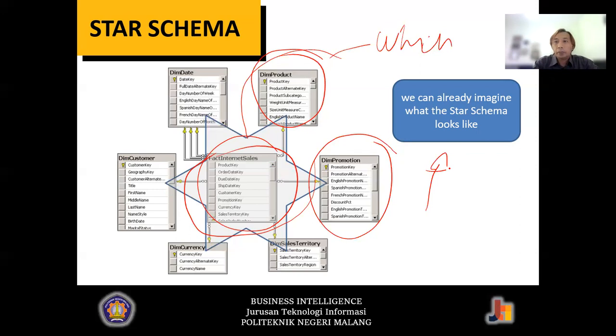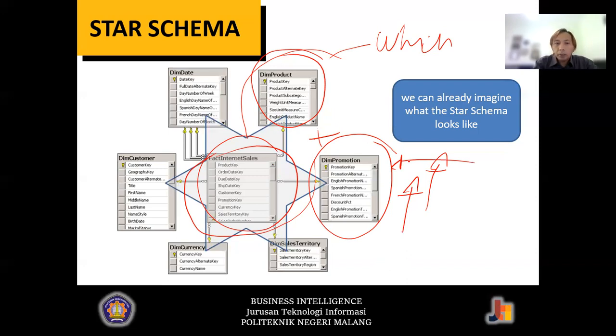Can we combine those dimensions? Yes, of course, we can combine the dimensions. Let's say we try to combine the product dimension and the promotion dimension. So the big question is, which product has been sold during the promotion week? What kind of product has the highest sales, or the highest transaction, during the promotion week?